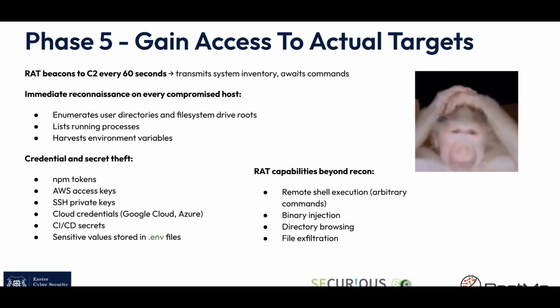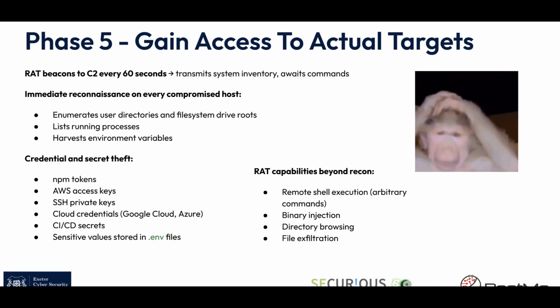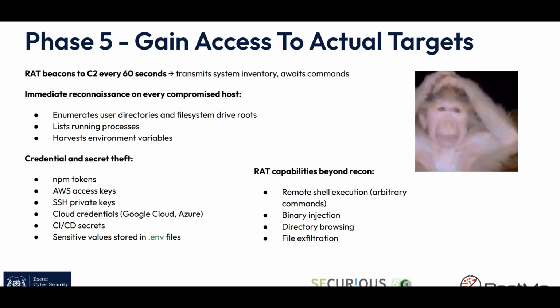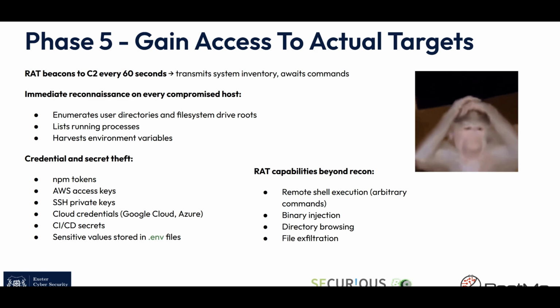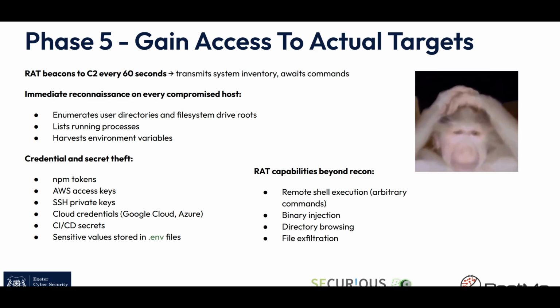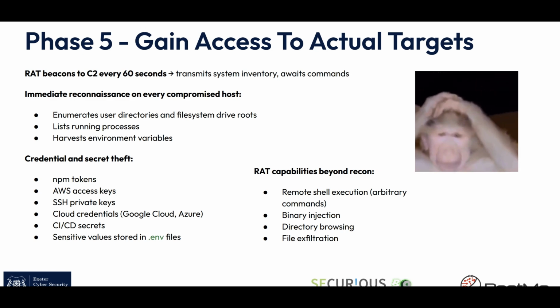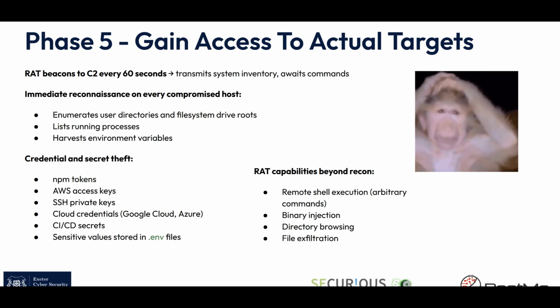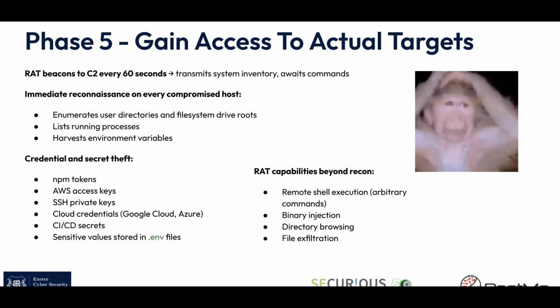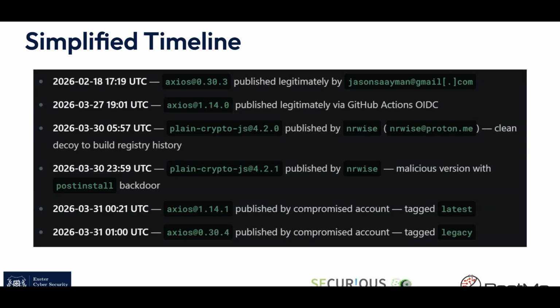Beyond recon, they really could do anything. They had remote shell control. They could inject binaries, exfiltrate files, see everything that was going on on your machine. It was a remote access Trojan. They had full control, but it wasn't launched automatically. What was initially done automatically was token harvesting and everything.